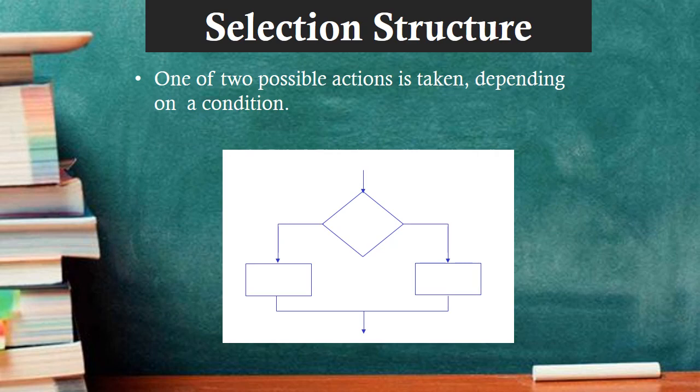So moving to the second category of the flowcharts, selection structure. One of two possible actions is taken depending on a condition. Sometimes the flow of steps in an algorithm can branch into multiple paths based on how a particular condition works out. Here you can see that we have a condition, and according to the condition, if the condition is true, this part will be executed, and in case of a false condition, this part will be executed.